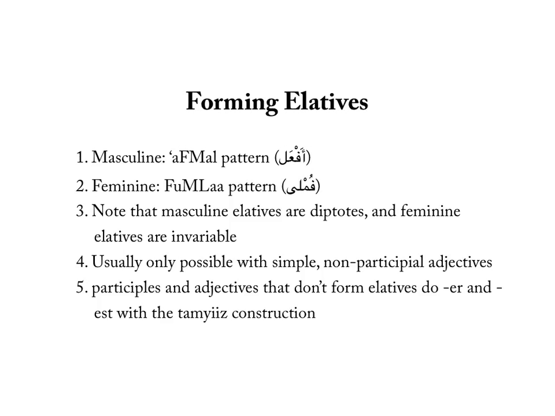To form elatives, you just get a regular adjective and put the three consonants into the pattern of the elative. So the masculine pattern is af'al in Arabic. The feminine pattern is fu'la, or I should have written fu'la in Arabic, but I wrote fumla. Note that masculine elatives are diptotes, and feminine elatives are invariable. And so af'al is af'alu, not af'alun, and fu'la is fu'la. It never changes. It's not fu'lan or anything like that.